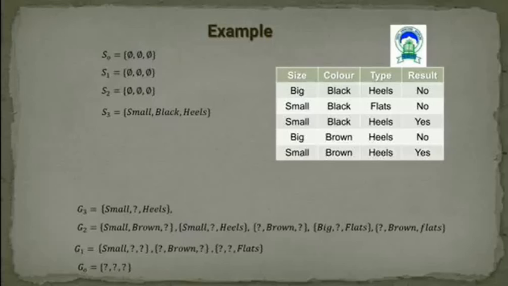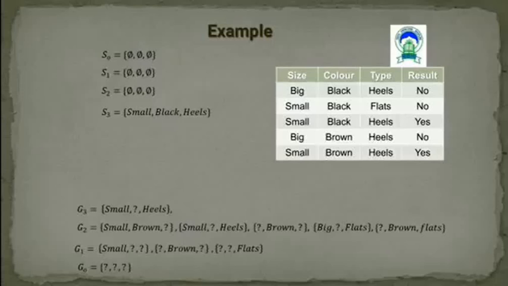Now let's get to the S3. So what happened here? When we are comparing S2 and these values, they are no match, right? 5 with small, 5 with black, 5 with hills, it is a no match. But the result is yes. So what we have to do? We have to just replace the 5 values with the values of attribute case 3, small, black and hills.